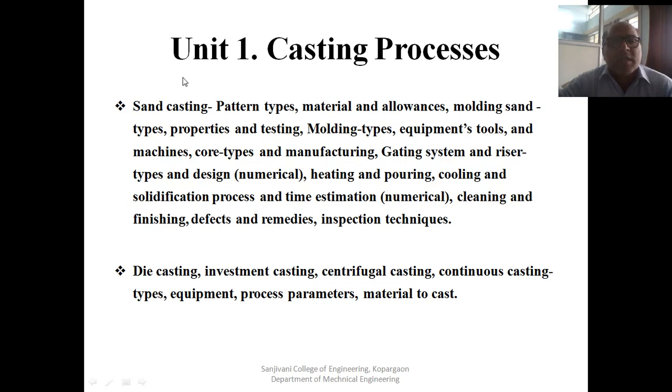Unit 1: sand casting, pattern types, material and allowances, molding, sand types, properties and testing, molding types, equipment and tools, machine core types, gating system, heating and pouring, cooling, solidification process. Okay. The other part is die casting, investment casting, centrifugal casting, continuous casting, types, equipment. This is the syllabus.